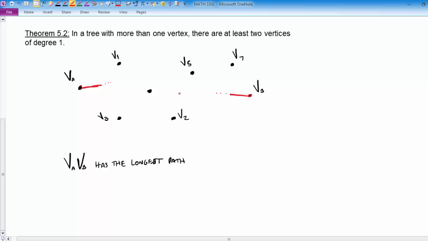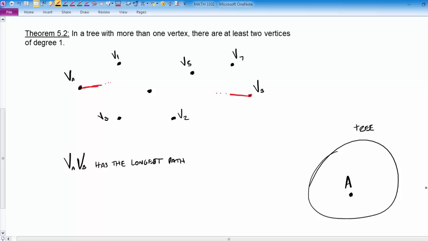And notice that this is true only if you have a tree with more than one vertex. In fact, you could have a tree with only one vertex. One vertex, let's say A, is considered to be a tree. This is a tree.